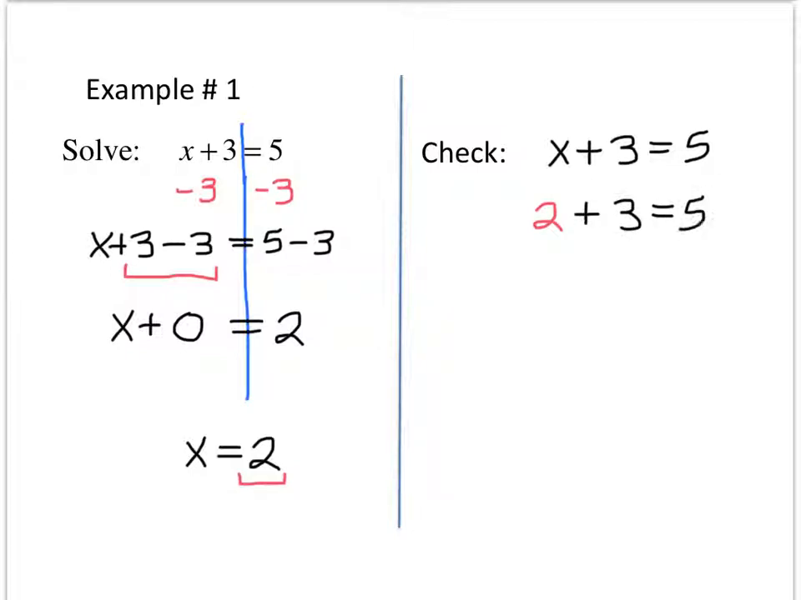And I'm going to ask, well, is this a true statement? And I can see here that 2 plus 3, if I combine those, I do get 5, which means that we have done this equation correctly. But it's always good to check our solutions.